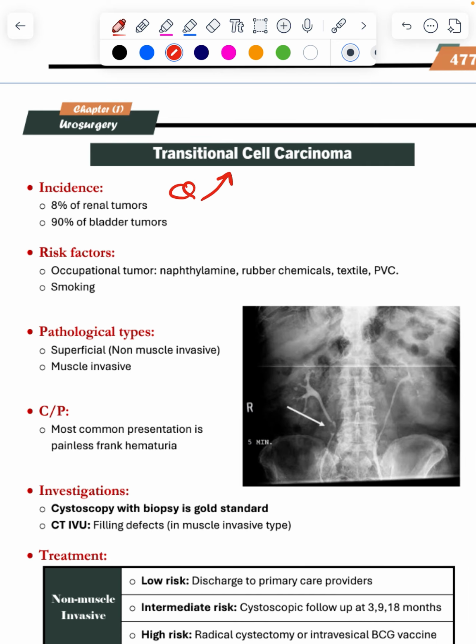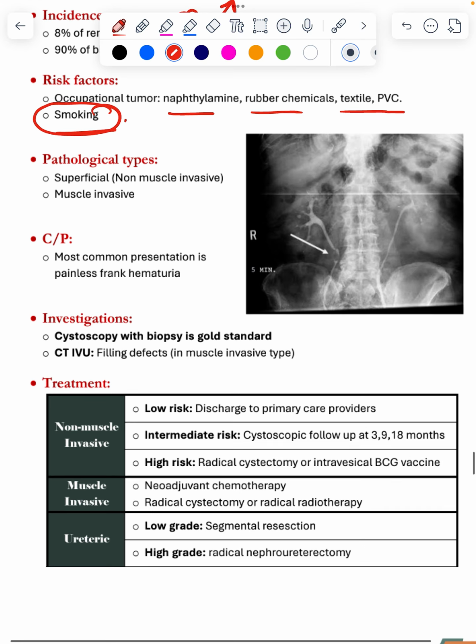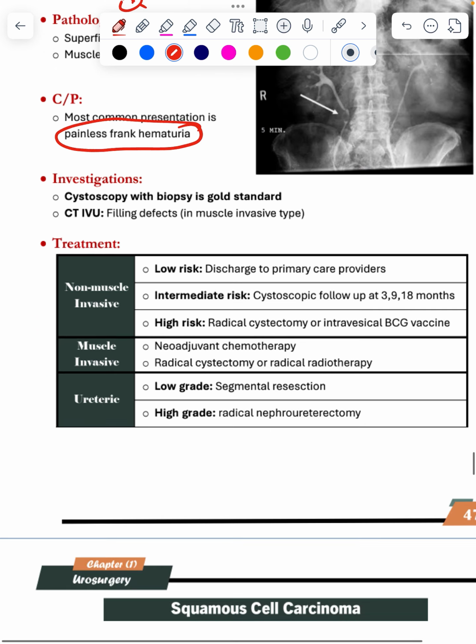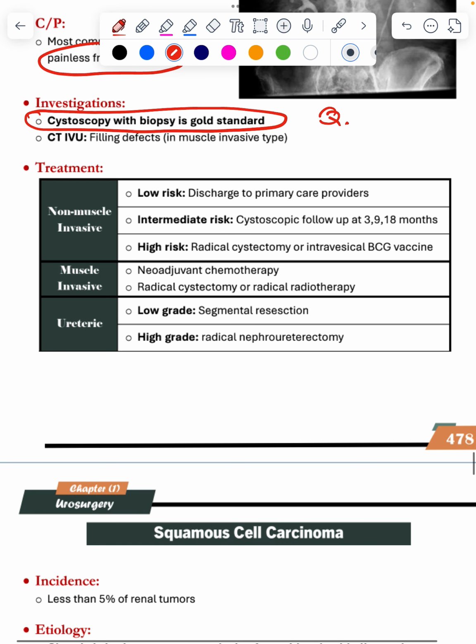Transitional. So bladder cancer is transitional. Occupational: naphthalene, rubber, textile, PVC, smoking. This is a very common question. All these workers. Frank painless hematuria. Cystoscopy biopsy is the gold standard. Non-invasive, cystoscopic follow-up every 3 to 8 months.